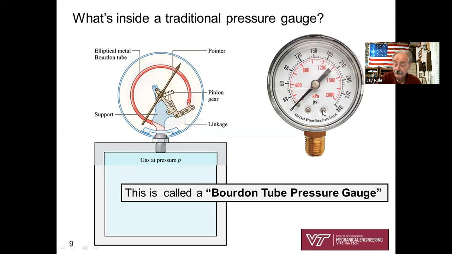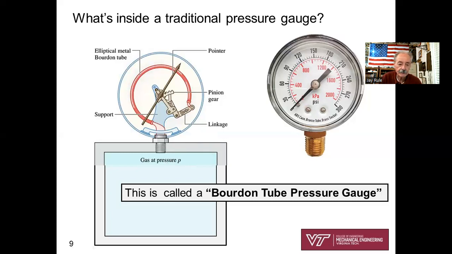It's up to you as the engineer to know that what you're measuring with this gauge is gauge pressure. Or in English, PSI, pounds per square inch. And as an engineer, you know that what you're reading is pounds per square inch gauge. And this is called a Bourdon tube pressure gauge.